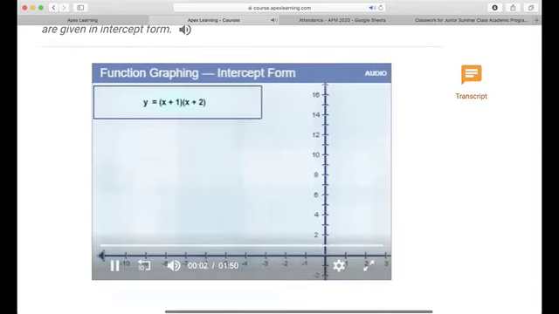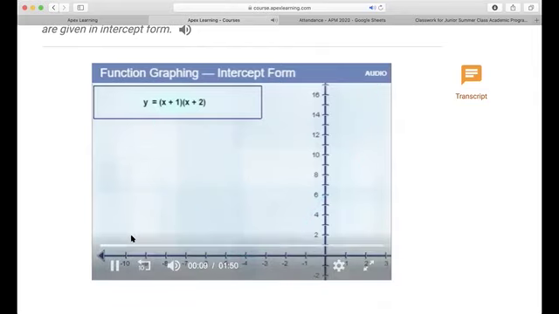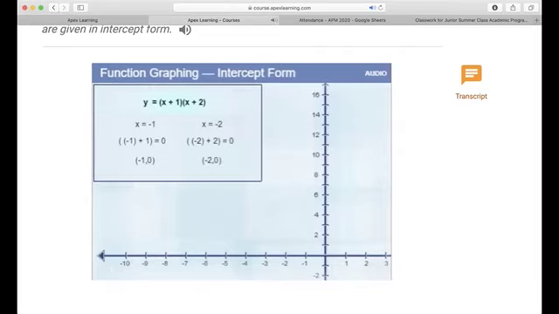Practice sketching the graph of a function given in intercept form. First, notice that the graph will open upward since a, the coefficient in front of the equation, is 1, which is greater than 0. Next, find the x-intercepts. When either of the expressions in parentheses equals 0, it indicates an x-intercept. For the left expression to be 0, x must be negative 1. For the right expression to be 0, x must be negative 2. This gives you 2 x-intercept points.